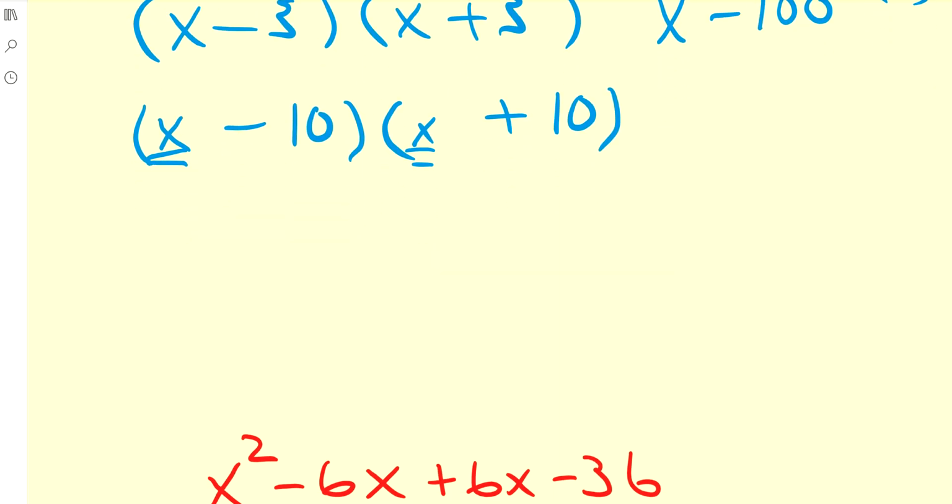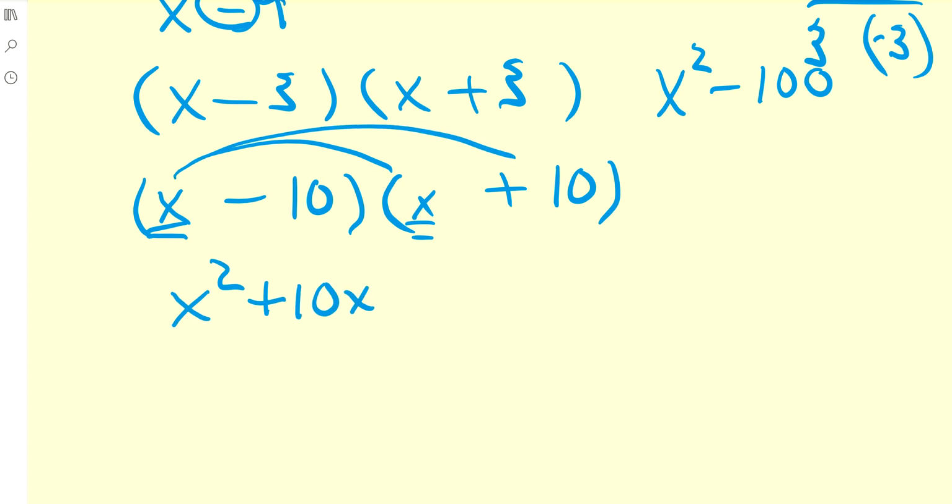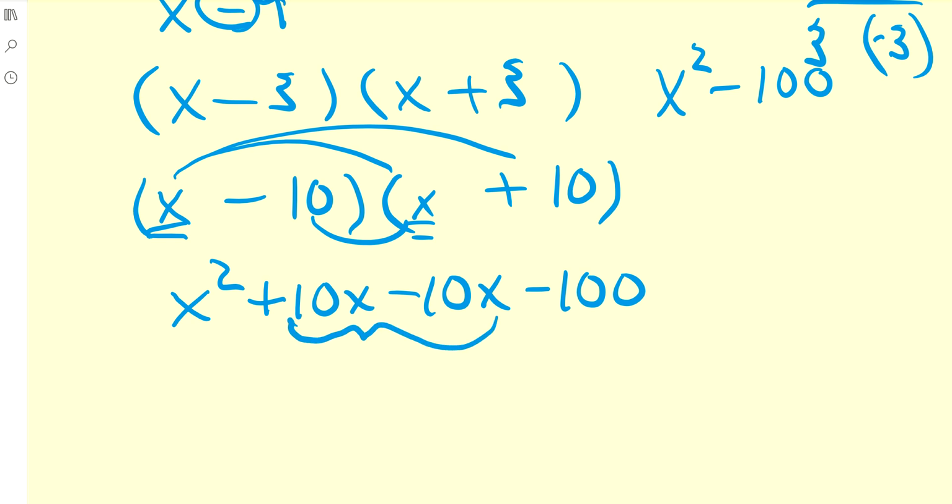Now something important to let you know is, when I multiply this together, what do I get? X times x is x squared. Outside is positive 10x. Inside is negative 10x. And last is negative 100. And this is the part that's interesting. It always goes away. 10x minus 10x, that's 0. So I'd have x squared minus 100 when I multiply this together again to check my answer. The difference of two squares is what that's about.